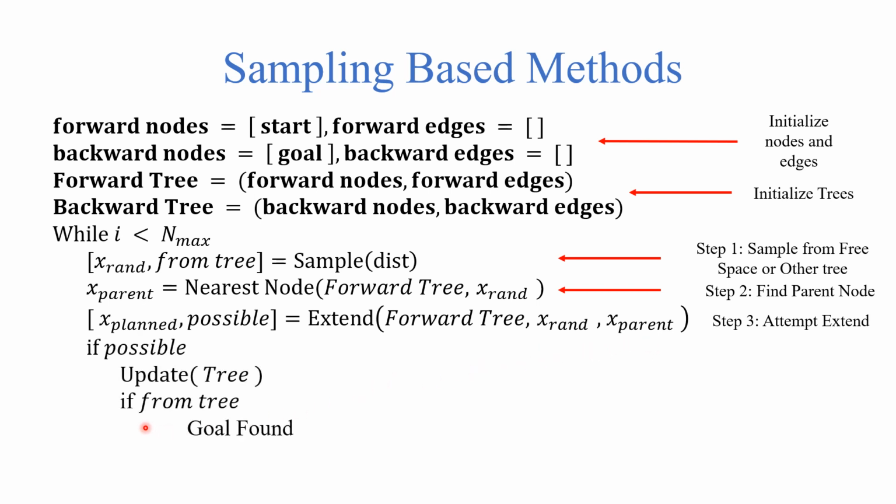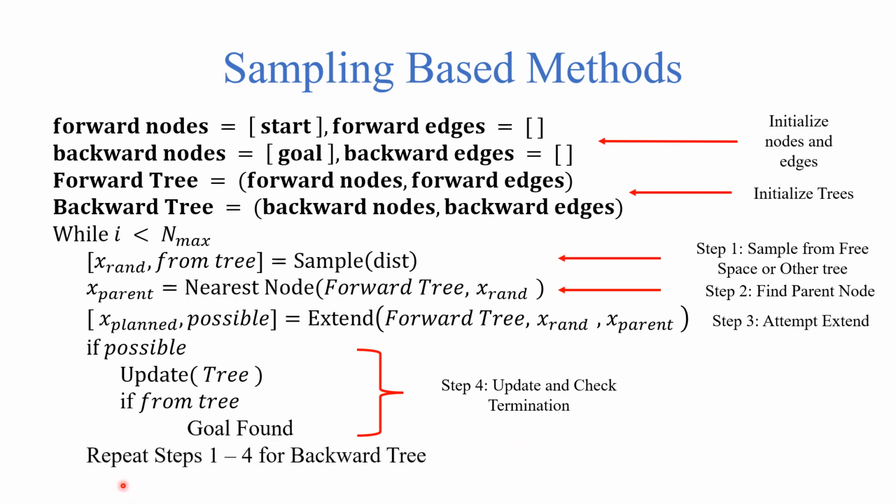Now, if this attempt of extension was possible, we're going to update our tree and we're going to check whether this random point that we just extended to was actually from the opposing tree. If it is, then we've actually found the goal, because now we can connect the forward and backward tree and just traverse the path from the start to the goal. Now that's actually step 4. Now we repeat those steps from 1 to 4 for the backward tree.